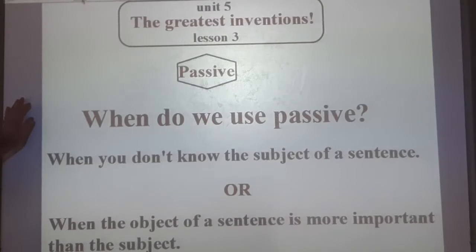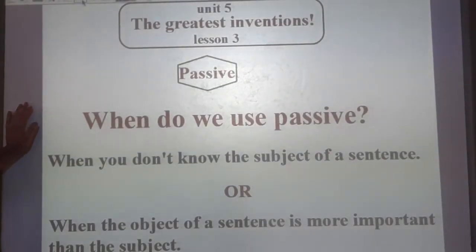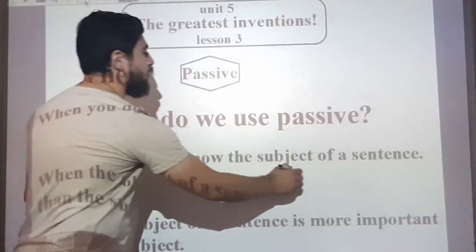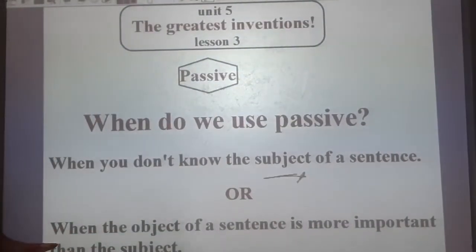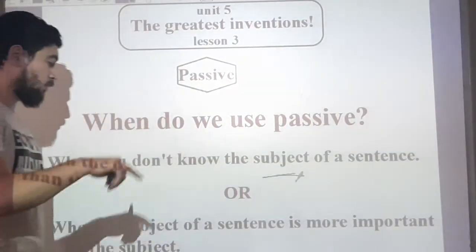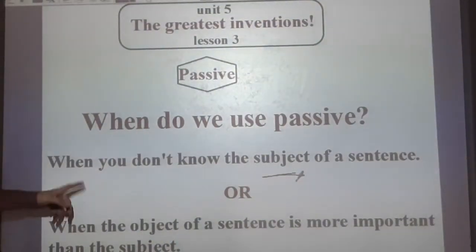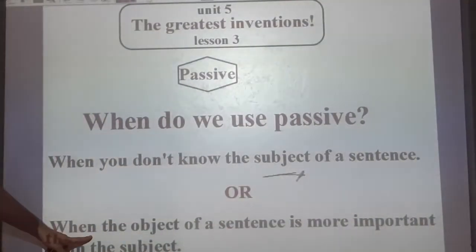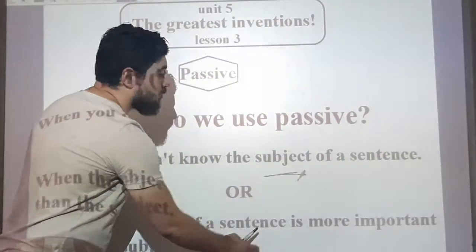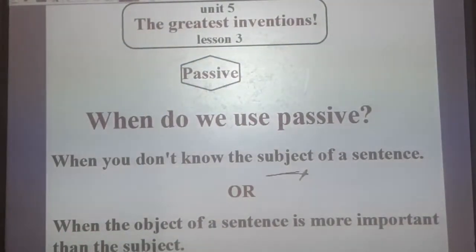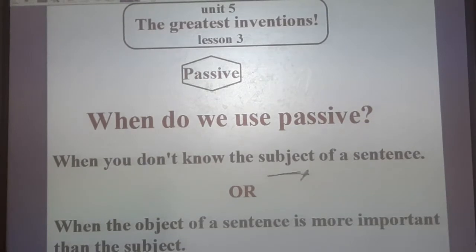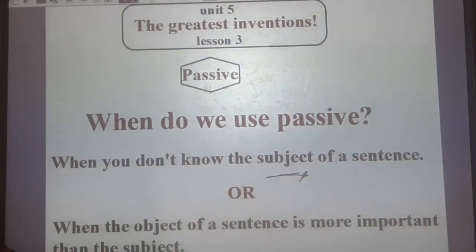When you don't know the subject of a sentence. The first case, when we use the passive, is when you don't know the subject of a sentence, or when the object of a sentence is more important than the subject. Again, when do we use the passive? When you don't know the subject of the sentence, or when the object is more important than the subject.